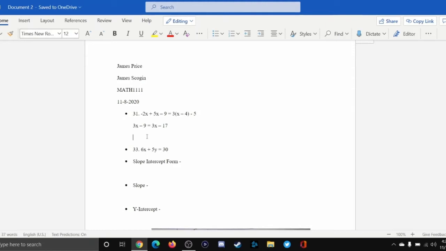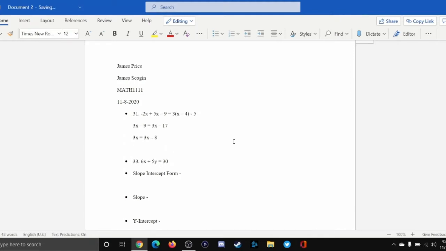Then we move on to the next step, which is to add the 9 over to the negative 17 side. So this will be 3x equals 3x minus, and adding 9 to 17 equals 8. So that's 3x equals 3x minus 8. Then we do the same for the 3x, and that would mean 0 equals 8 if the x's cancel out, and that leaves no solution. And that is our answer for number 31, the first question.